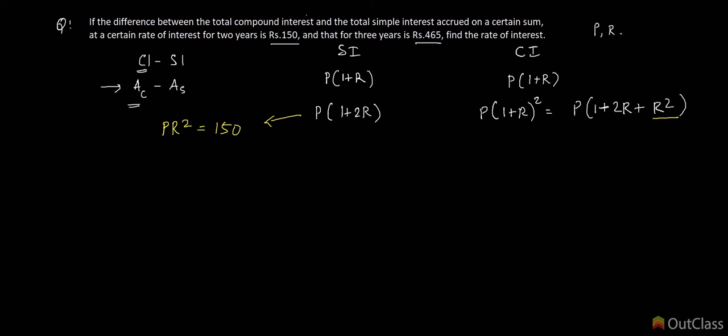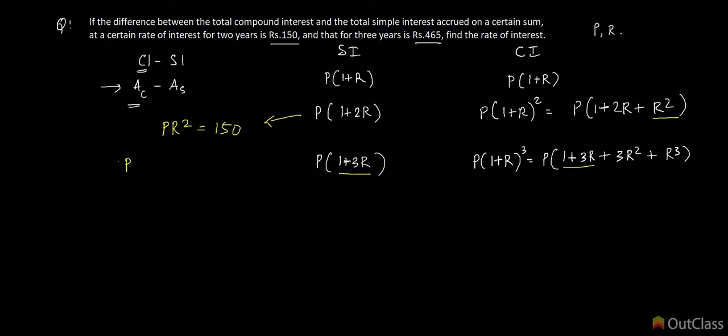So that's one equation. Let's look at the third year. For SI, the amount is P into (1 plus 3R). In CI, the amount is P into (1 plus R) the whole cube, which expands to P into (1 plus 3R plus 3R square plus R cube). You will see that 1 plus 3R is common on both sides, so the difference is going to be P into (3R square plus R cube), which is basically 3PR square plus PR cube. This is given as 465. This comes from the difference between the total CI and SI for 3 years. These are your two equations.